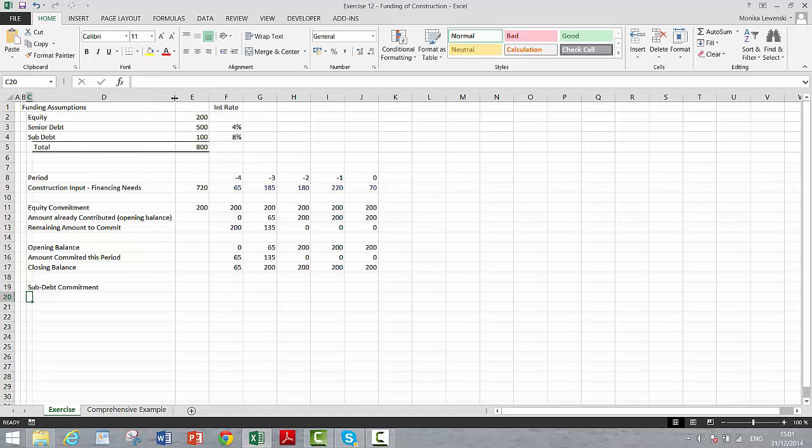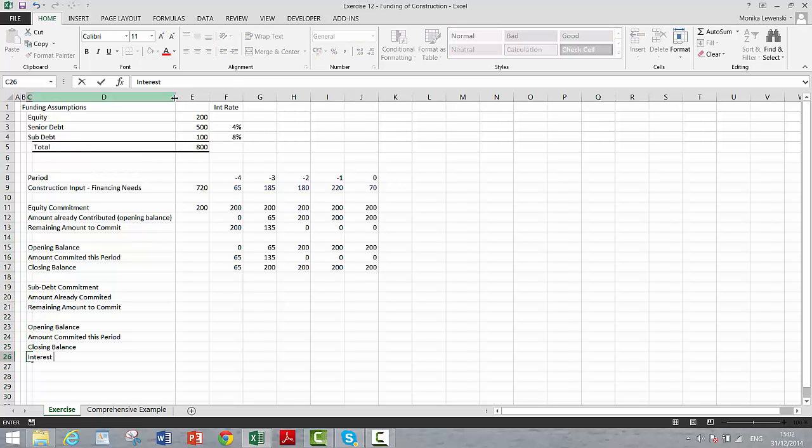Now on the subdebt commitment, let's put amount already committed, and then remaining amount to commit. And this time, how about this? Would you mind if I copied this one? Okay. Otherwise, it's a little boring.